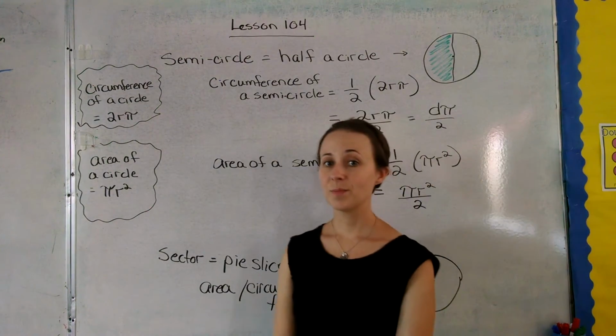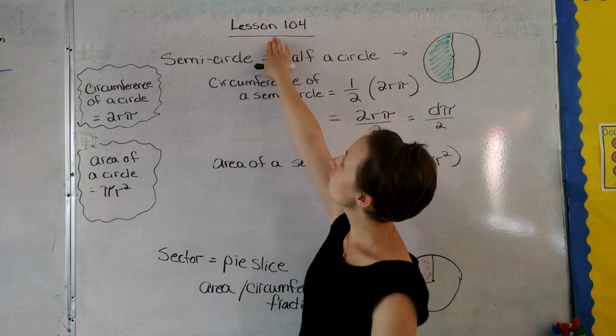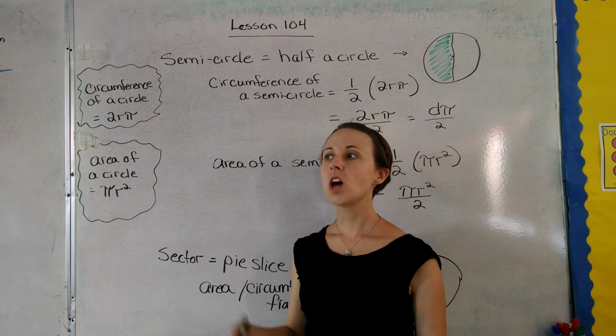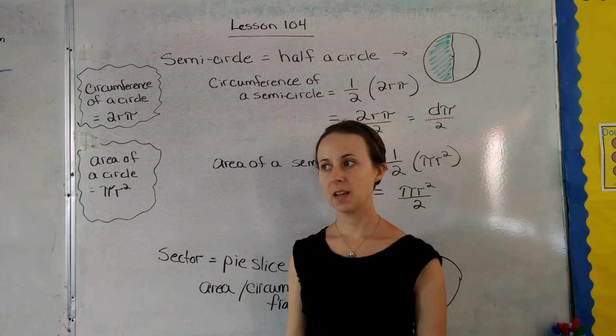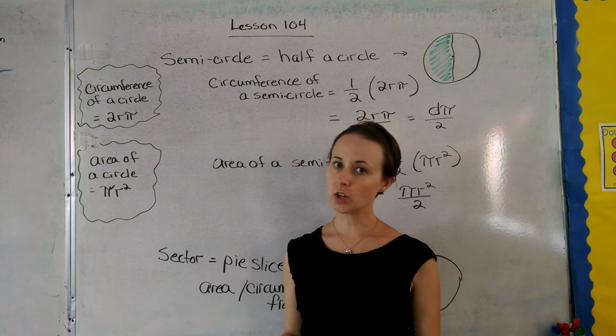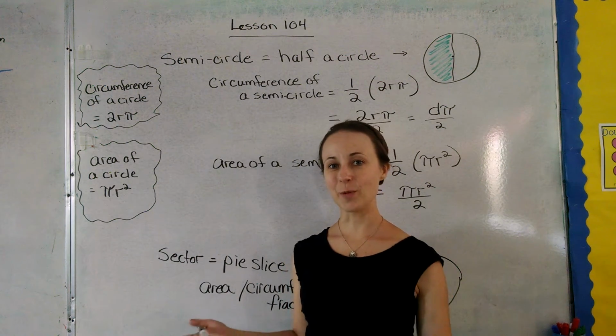This is Saxon Math for 6th grade. Today we're doing lesson 104. We're talking about parts of a circle again. It's been a little while since we've done parts of a circle. Let's remind ourselves what we're talking about.